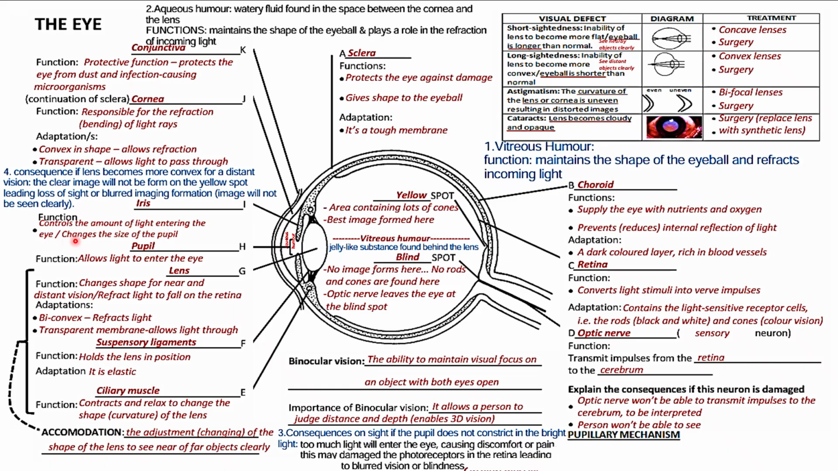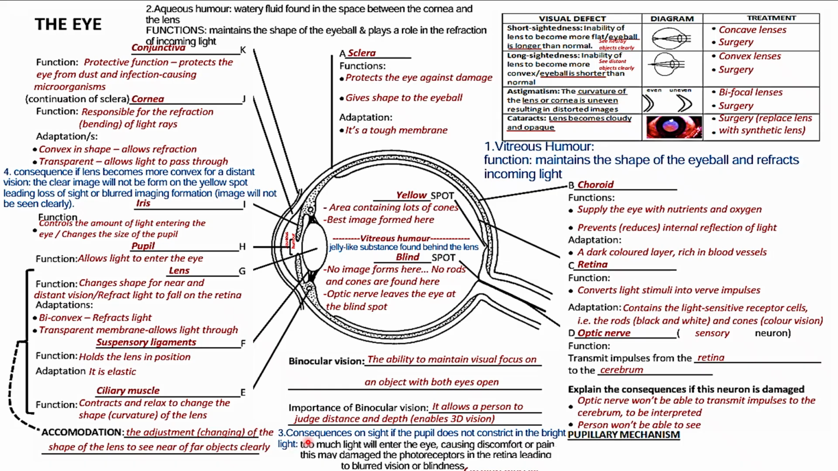And how does it do that? It does so by changing the size of the pupil. The pupil is the circular space within the iris. That will take us to the pupil. It is a circular space within the iris, and what does it do? It allows light to enter the eye.